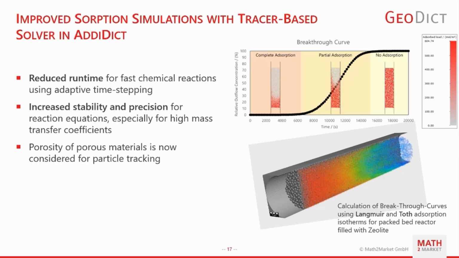In GeoDict 2026, the runtime was improved for fast chemical reactions using adaptive time stepping. In addition, a more advanced reaction solver implementation leads to increased stability and precision, especially for fast reactions.